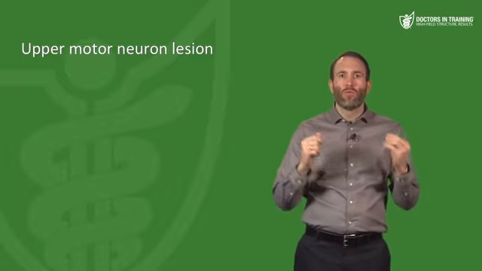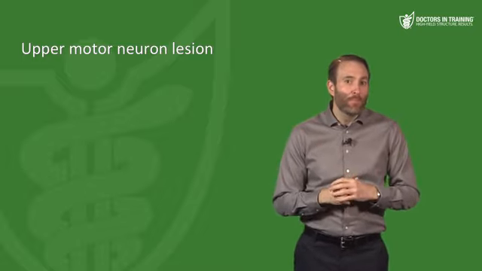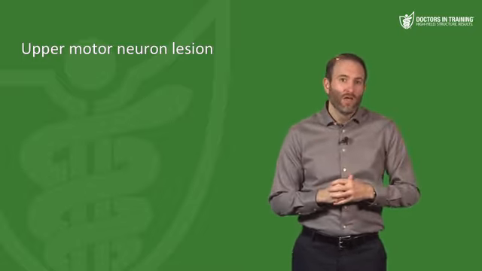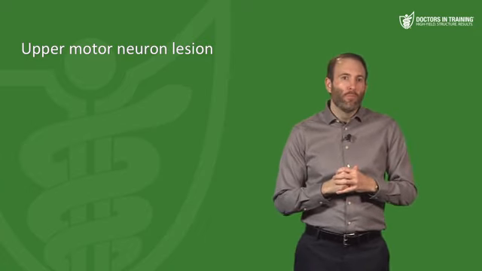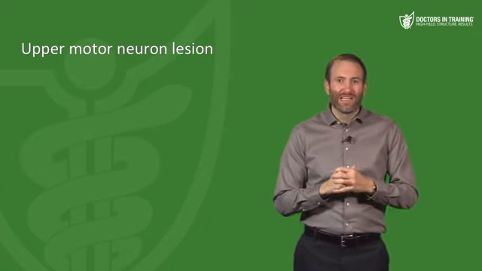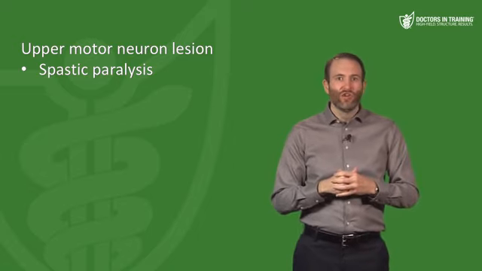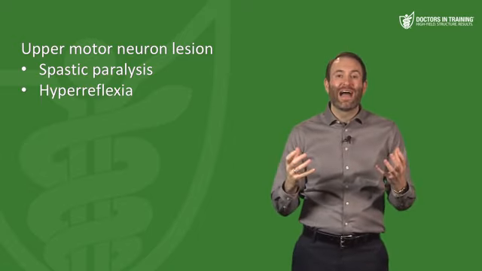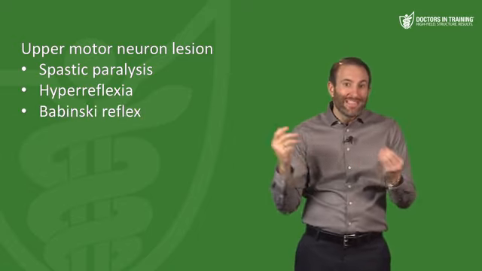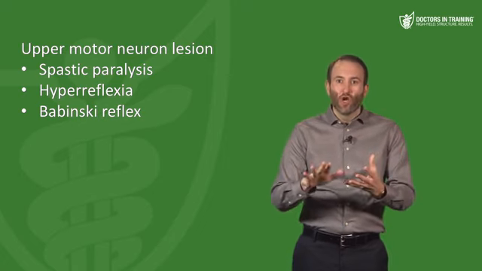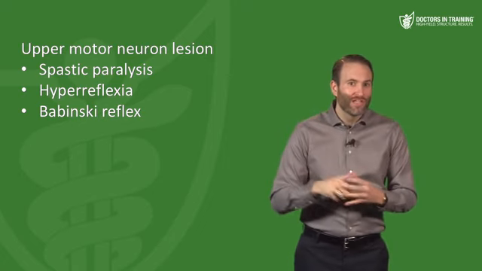Well, the upper motor neuron lesion is a lesion above the anterior horn cell of the spinal cord. And an upper motor neuron lesion is going to cause things like spastic paralysis. You're going to have muscle spasm. You're going to have hyperreflexia. The Babinski reflex might show those toes extending rather than the normal flexion.